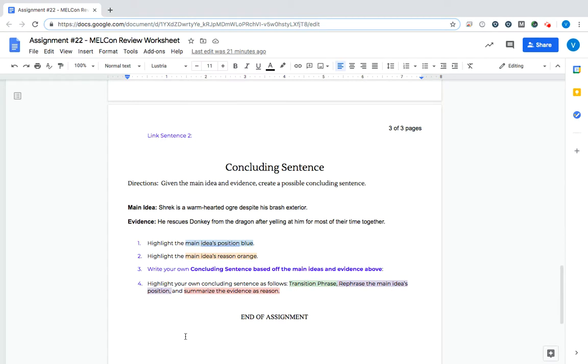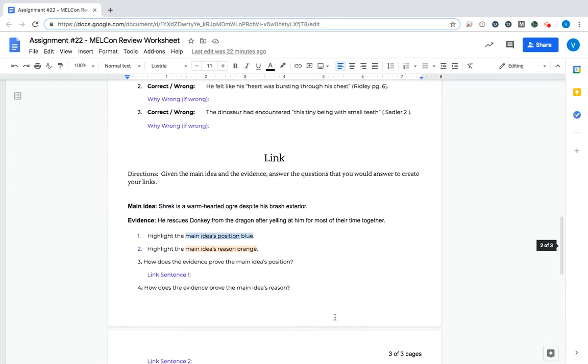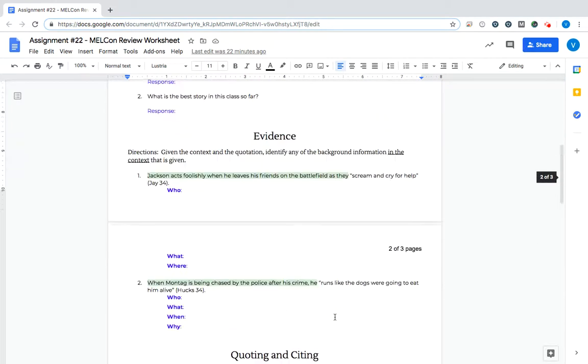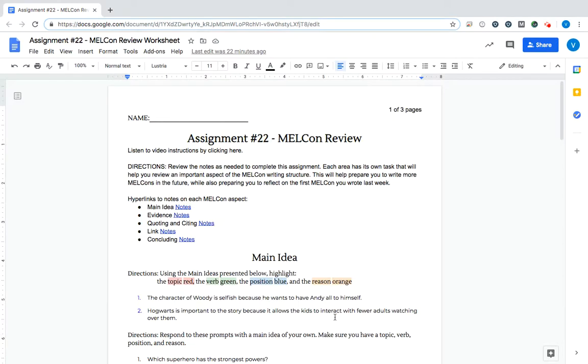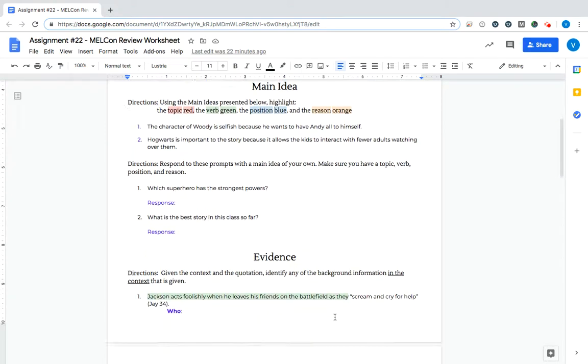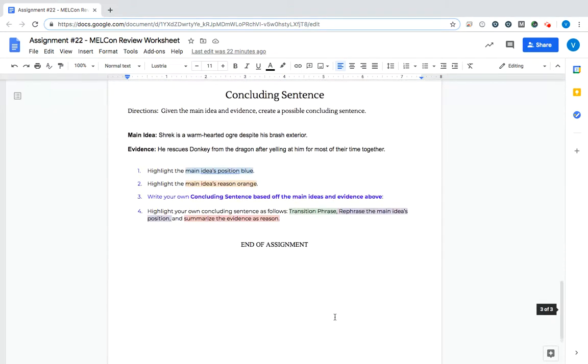So we're working on summarizing that, and you can see a little formula for that below. We want to add a transition phrase at the beginning. We're working to rephrase the main idea position, so what we wrote in blue, and then we are summarizing the evidence down here as our reason, and then we're just going to highlight the various parts that we wrote of our concluding sentence. So a lot of similar skills. We're just looking at the different parts of a MELCon and then trying to get some more practice for each area and each skill. So that is our goal here for today.